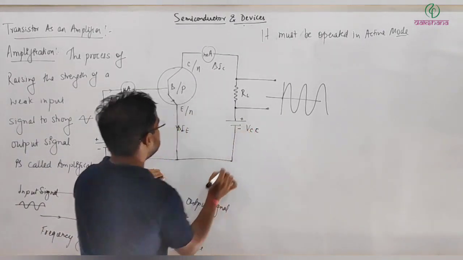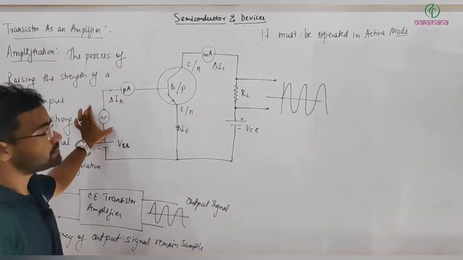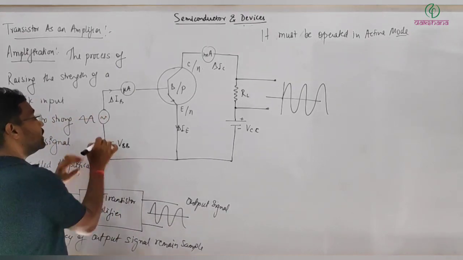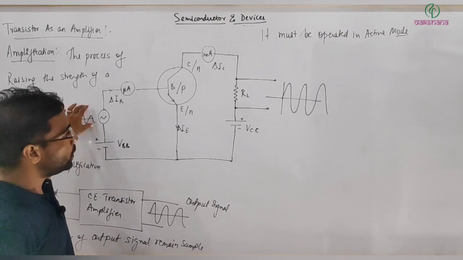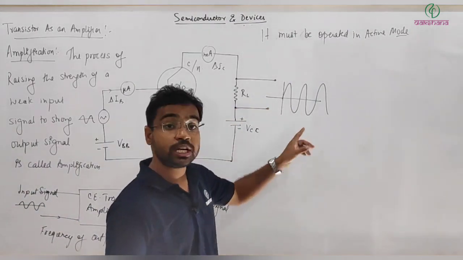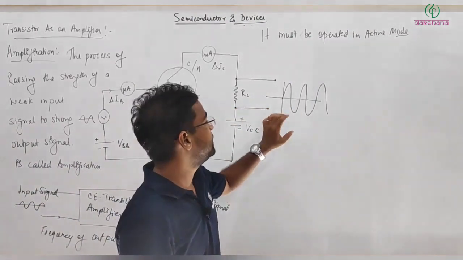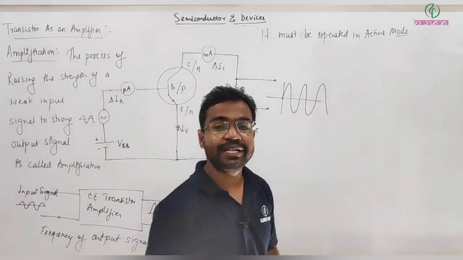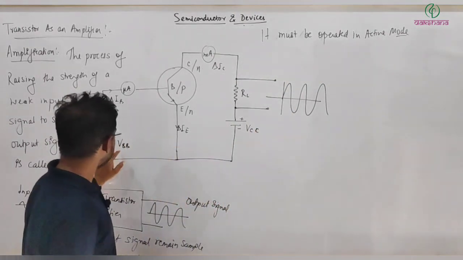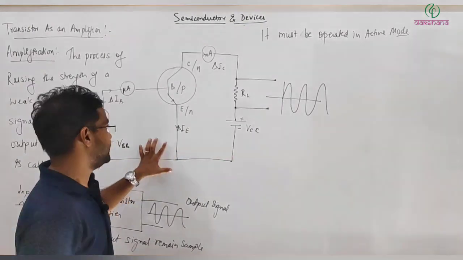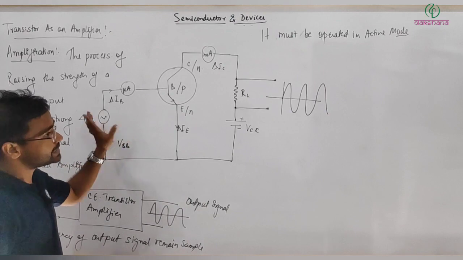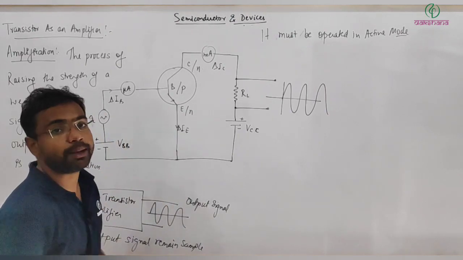So this is the circuit. The input signal is fed here and its strength is low, and here we are getting an output signal of high strength but the same frequency. The point is, it must be operated in active mode. To operate in active mode, we need to connect these two batteries. So now, how is this acting like an amplifier?